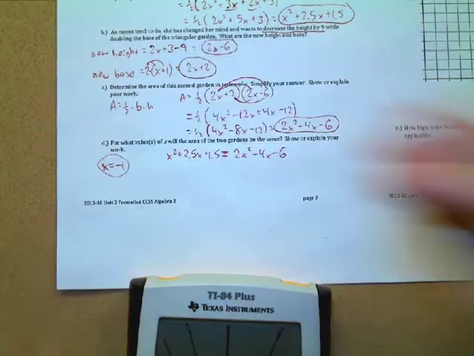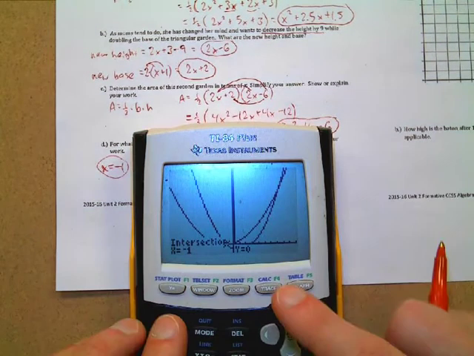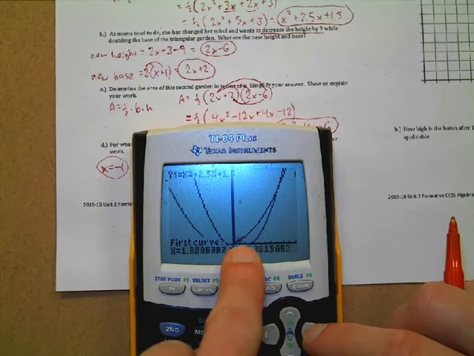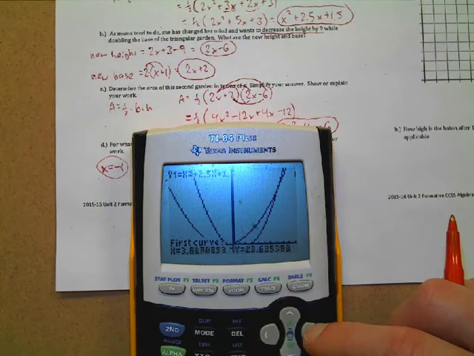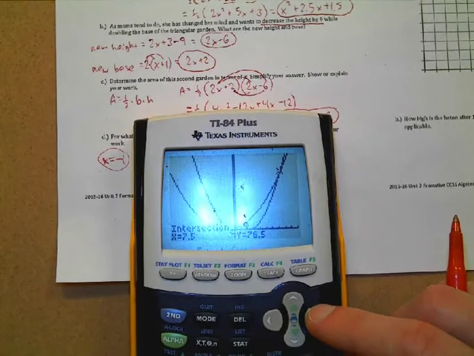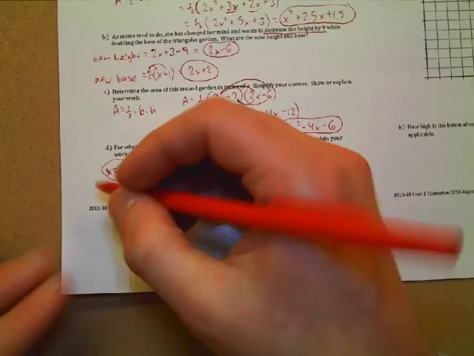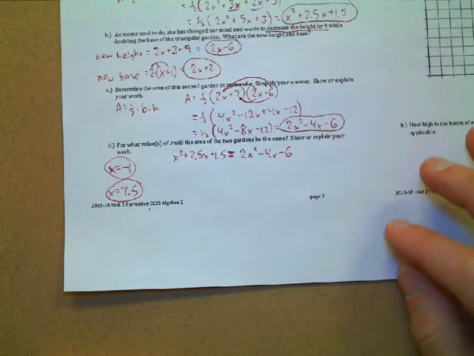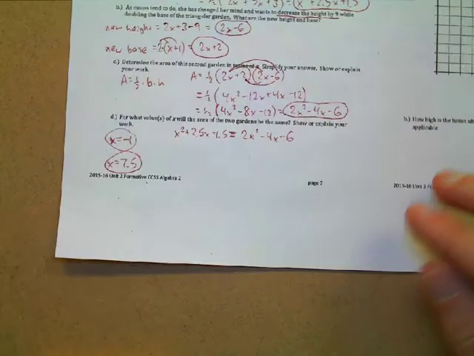Okay. And then second trace, intersect. And I'm going to use my arrow key to move to the right and get close to this point of intersection up here. And hit enter 3 times. 1, 2, 3. And there it is. 7.5 is our x value there. Okay. So there are our 2 solutions.